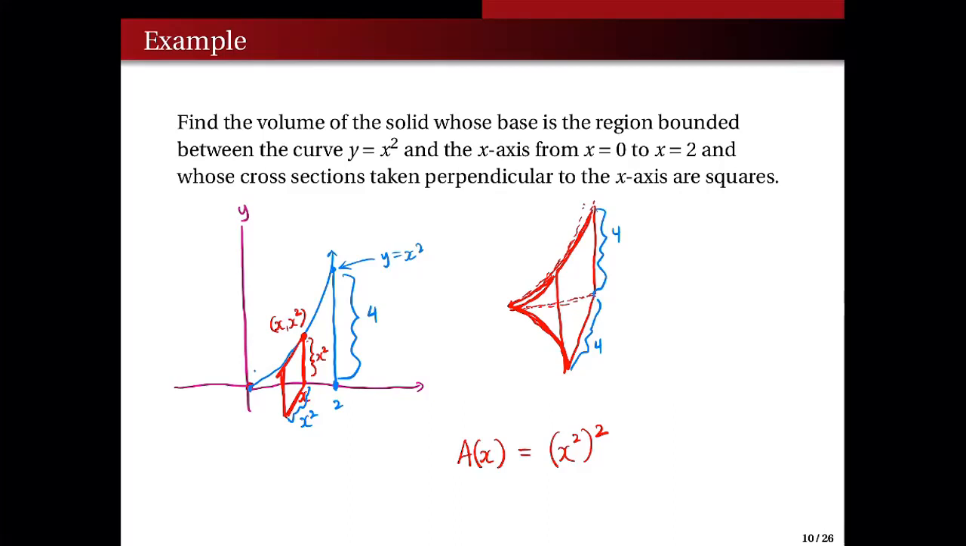This slab will run from 0 to 2. So the volume will just be the integral from 0 to 2 of A(x) dx, or the integral from 0 to 2 of x to the 4 dx. Calculating, this is x to the 5 over 5 from 0 to 2. So this is 2 to the 5 over 5, that's 32 over 5. So this is the volume of that solid.